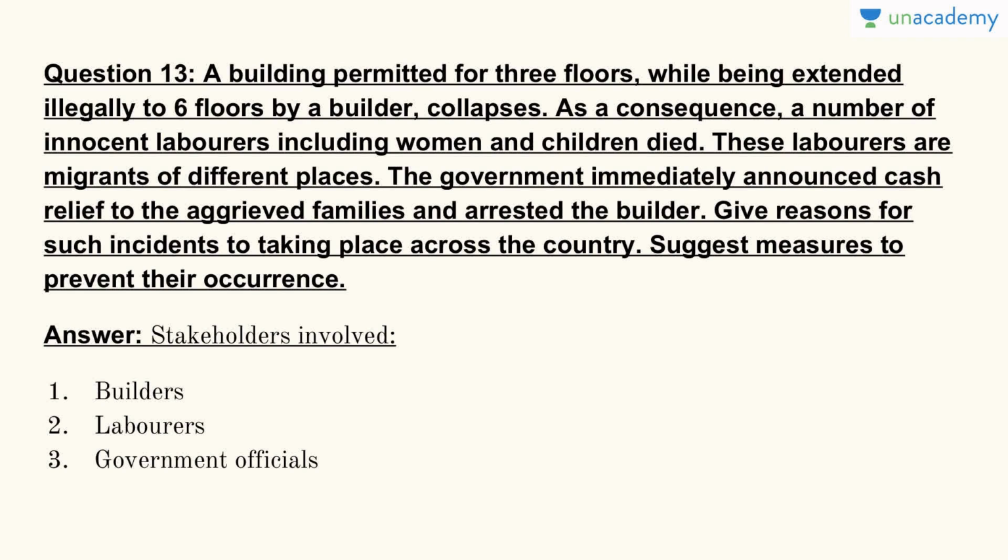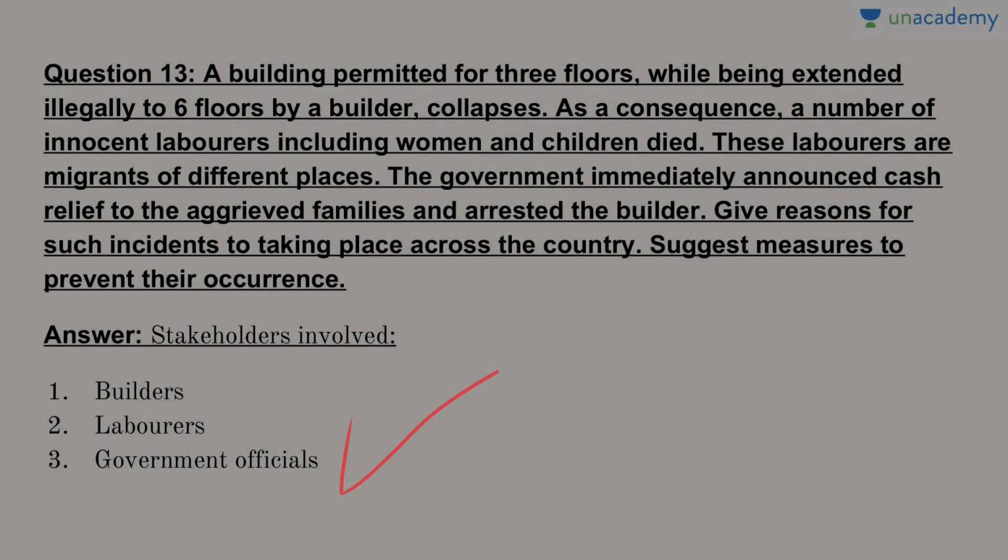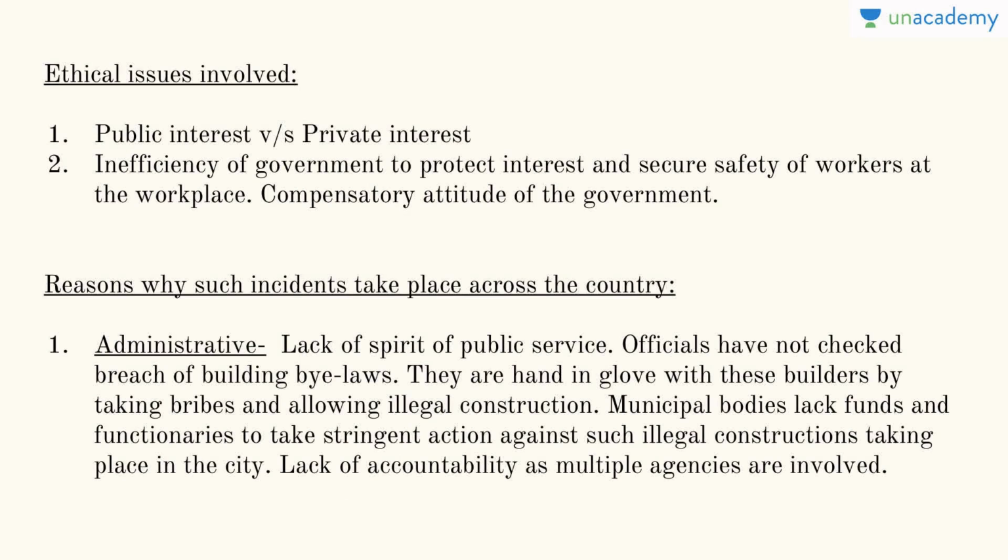Now, why do you think such incidents happen all over the country? You might have seen that every month there is a building collapse, right? To suggest measures to prevent their occurrence. So here there are a lot of stakeholders involved. It includes builders, laborers, and government officials. It includes a lot of ethical issues here, like public interest versus private interest, so that is definitely there. Then the inefficiency of the government to protect the interest and secure the safety of workers at the workplace.